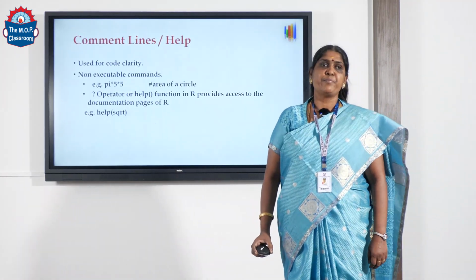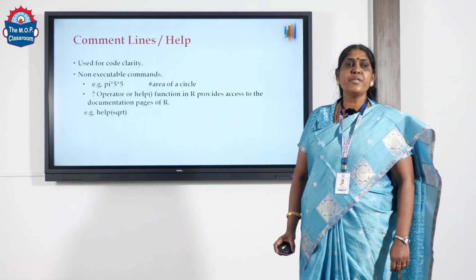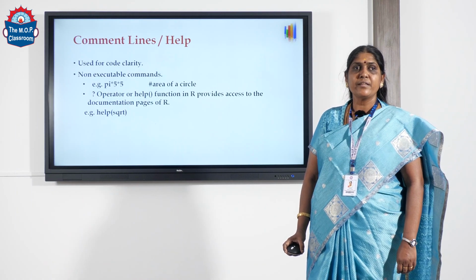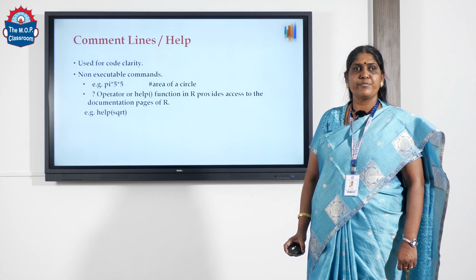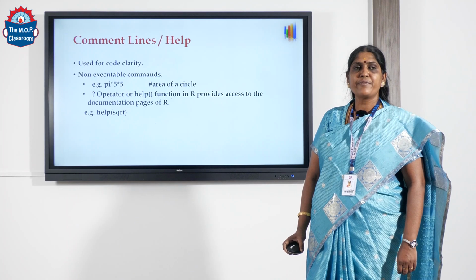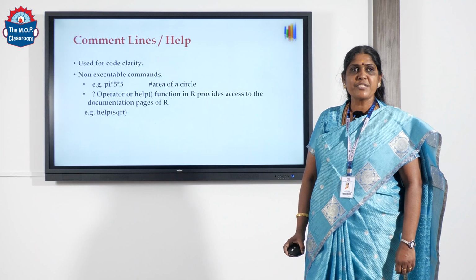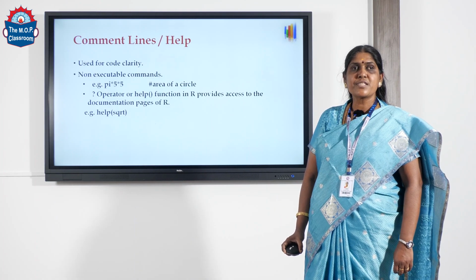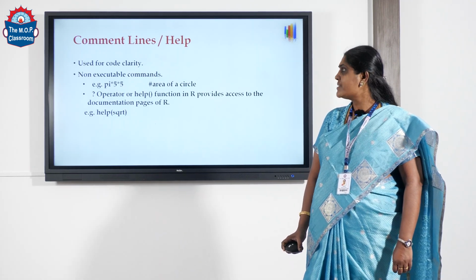Comment lines in R program. Any statement that should not be executed during the execution of the program, we can write as a comment line. The comment line will not be interpreted by the R software. The comment lines are written with the hash symbol in the front. Here is an example: pi * 5 * 5 is an executable statement. Following that we have hash area of the circle. So it states that the instruction is to find out the area of the circle.